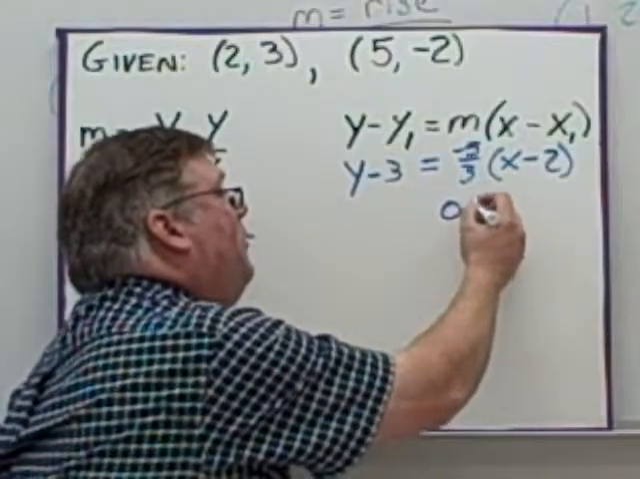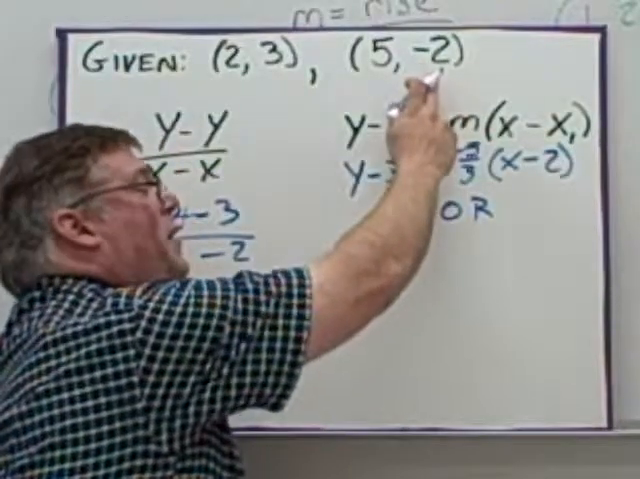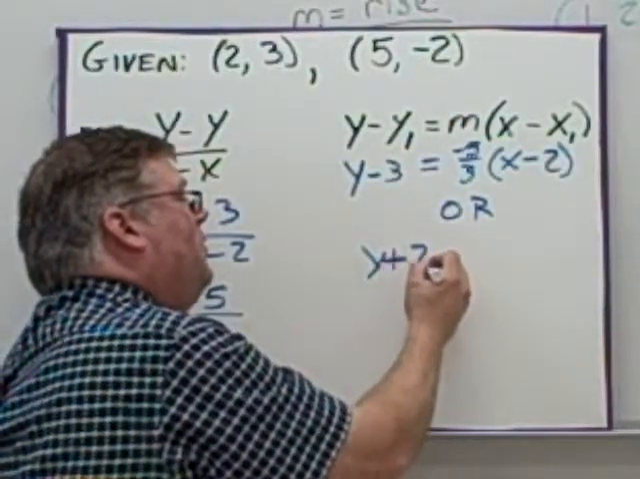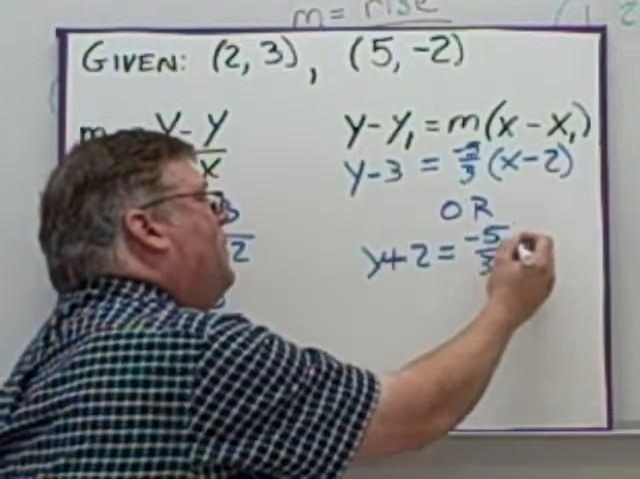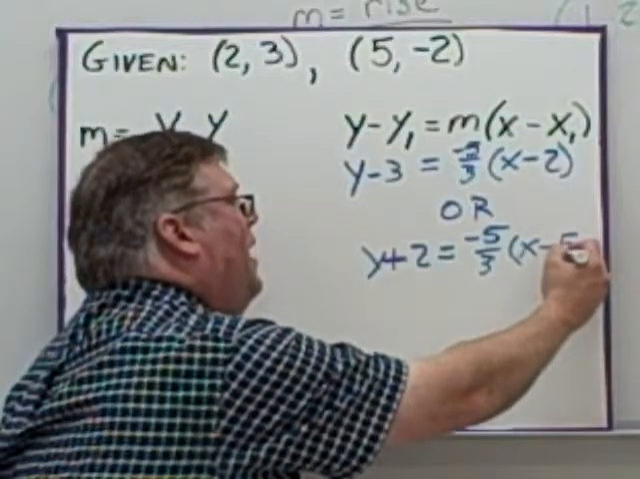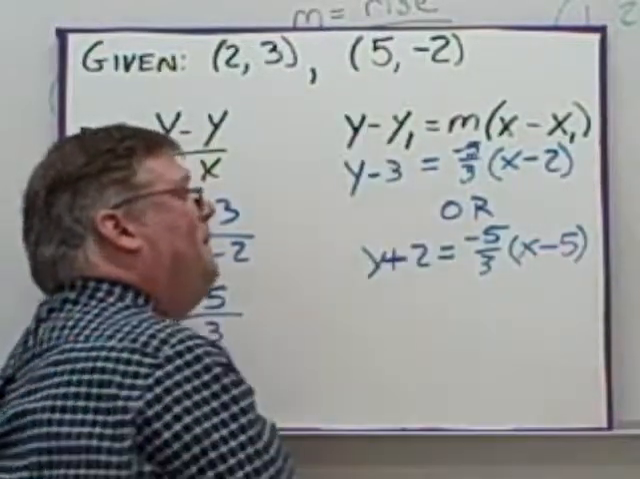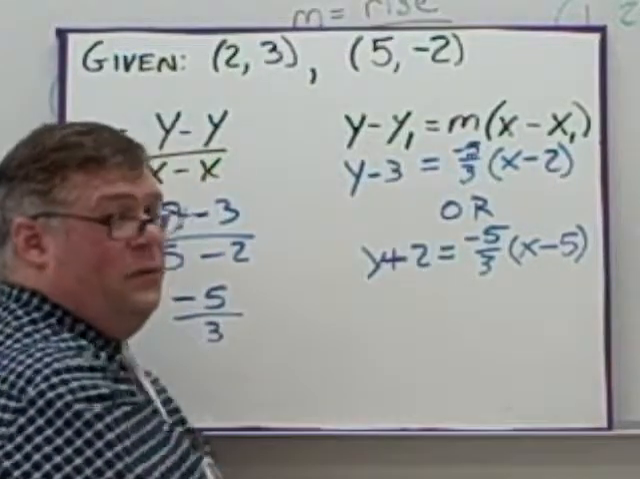This is an acceptable answer, or I could have used y minus the y value here, which would actually be y plus 2. Still the same slope of negative 5/3, still an x here, but it's minus the x value of the second point, which is the 5. That there is also a solution.